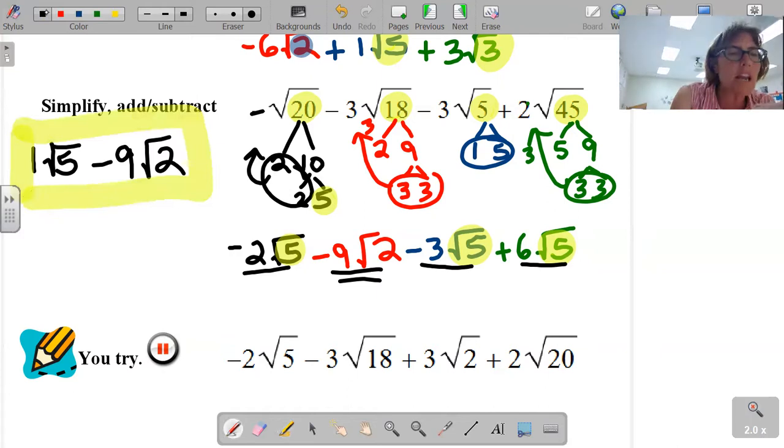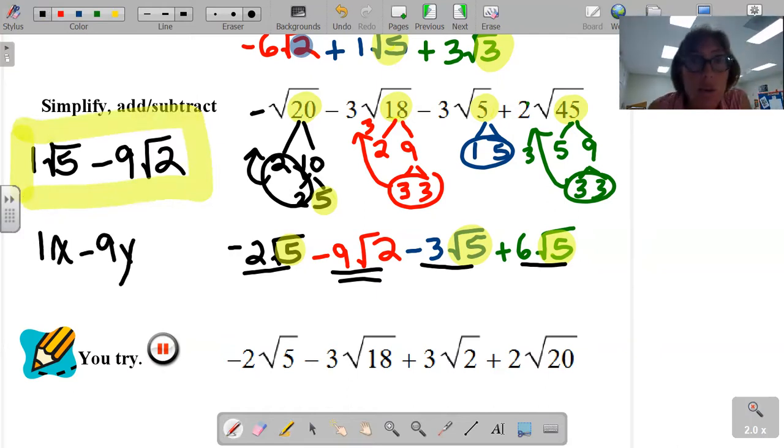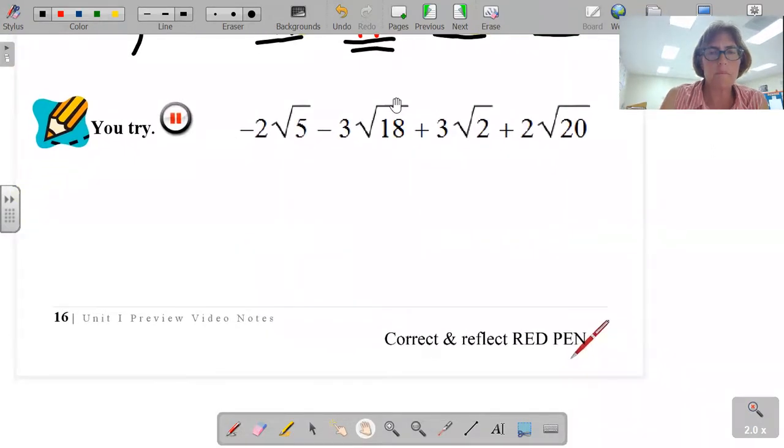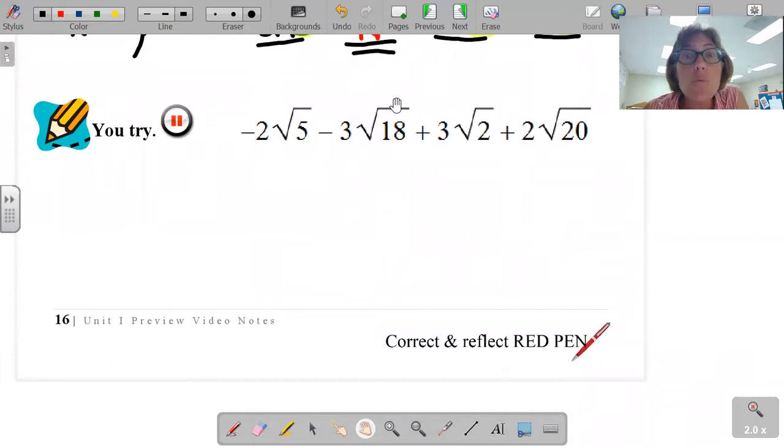This would be like saying 1x minus 9y. You can't do anything else with that. Radicals follow the same rules as variables. You try this one on your own. Pause the video.